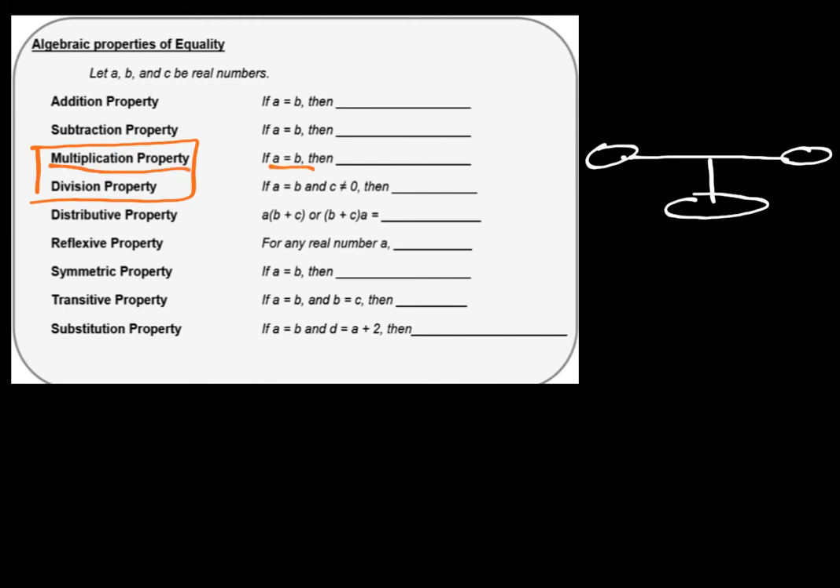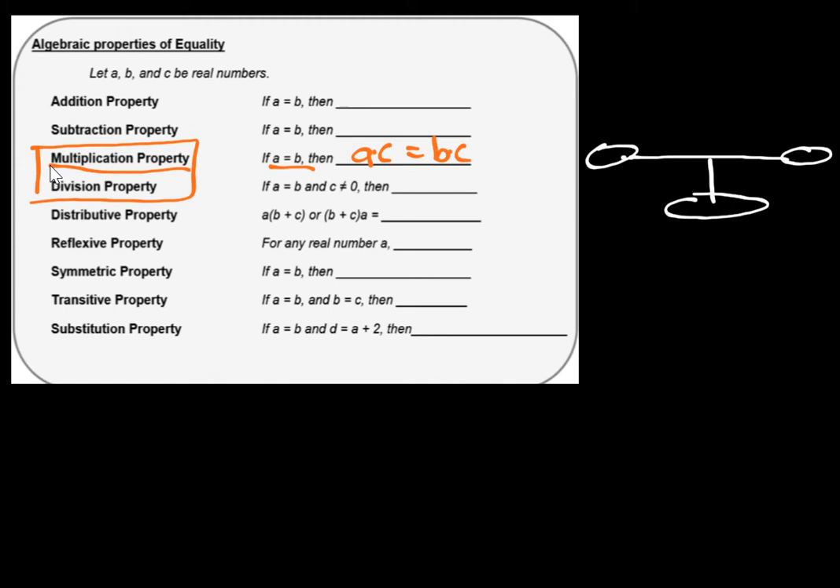So with the multiplication property, if A equals B, then AC equals BC. Now we're to understand that A is being multiplied by C and B is being multiplied by C. So what this means is that if two things are equal, if I multiply those things by the same constant or same number, I'm still going to have two things that are equal.